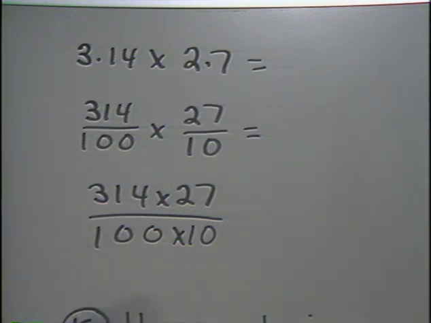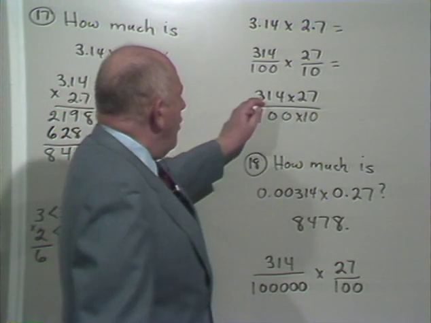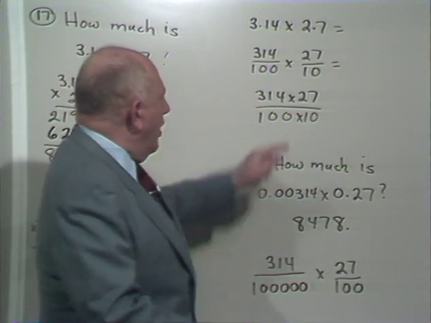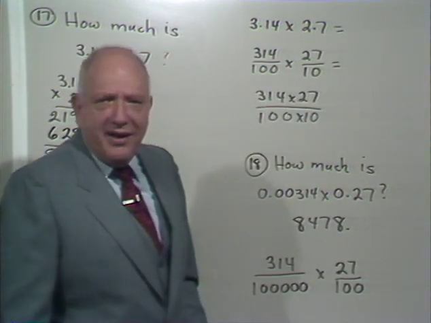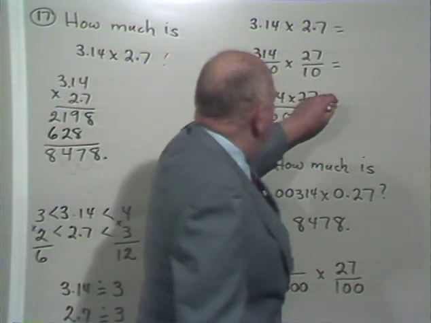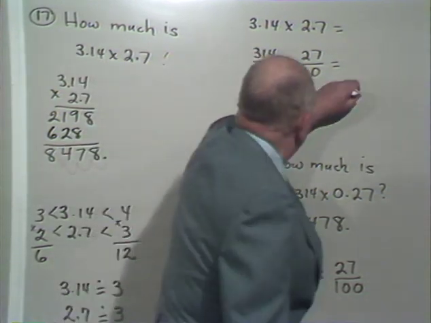Now, how do you multiply two common fractions? You multiply the numerators and you multiply the denominators. Well, look, what are the numerators here? 314 and 27. That was why you multiplied.